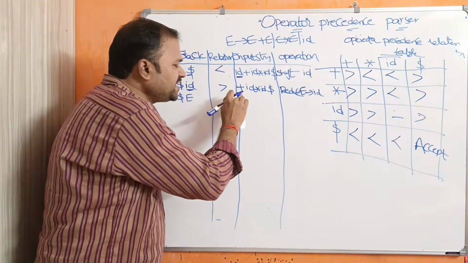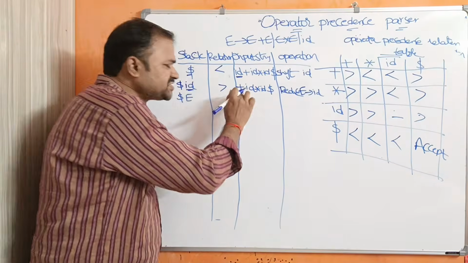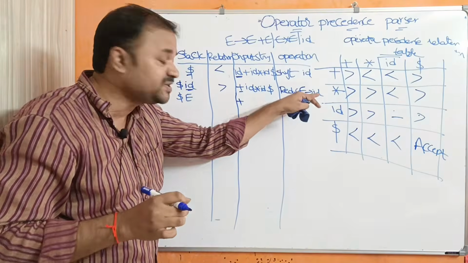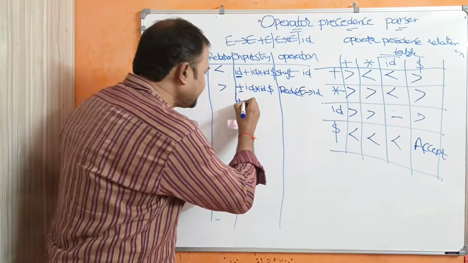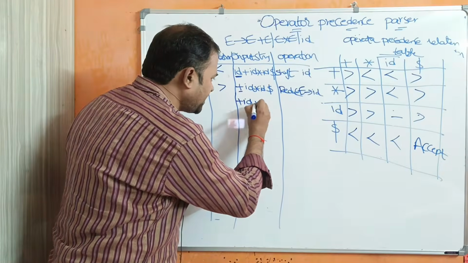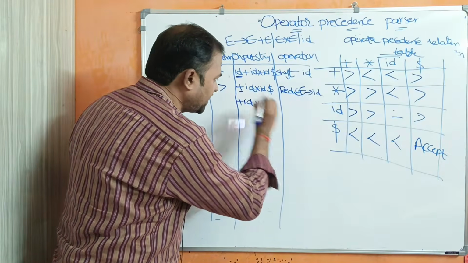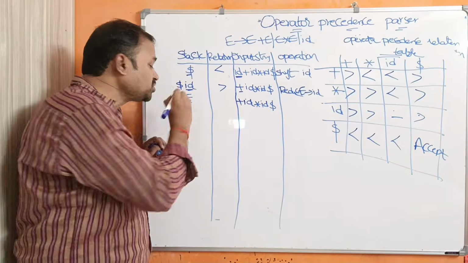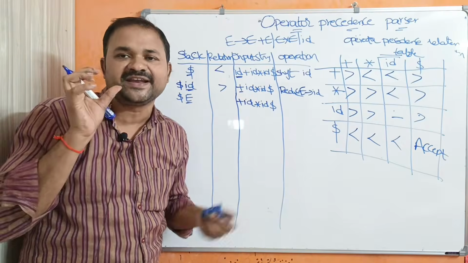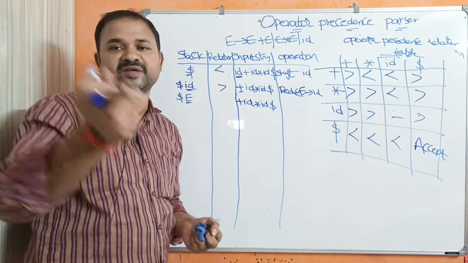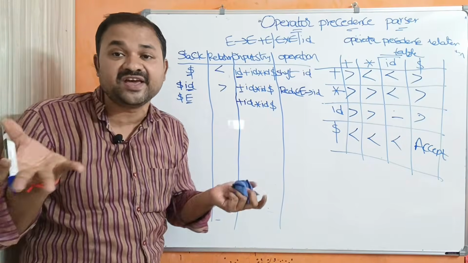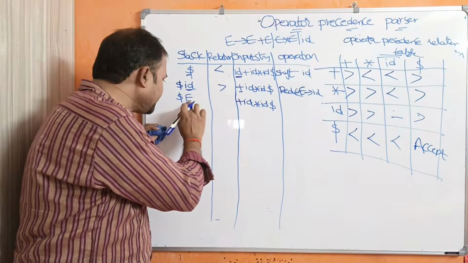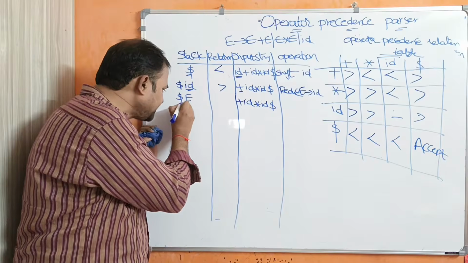Next, here we have to use that plus only. There is no change in the plus. Here what we are doing? We are performing the reducing operation. So let us write the input string as it is. Plus ID star ID dollar. Now what is the stack topmost symbol? E. But here we can compare only terminal with terminal. But what about E? E is a variable. It is a non-terminal. So we can't compare E here.